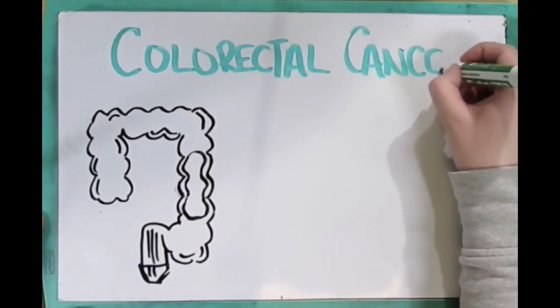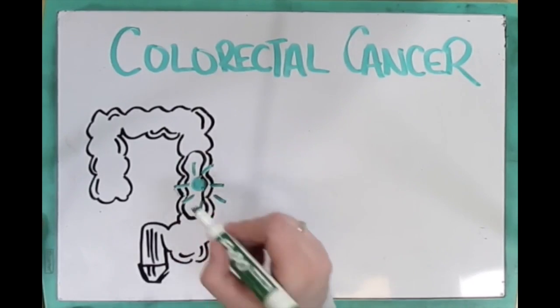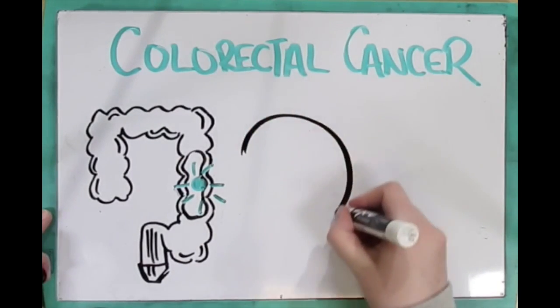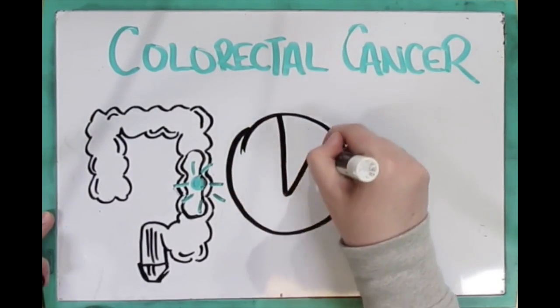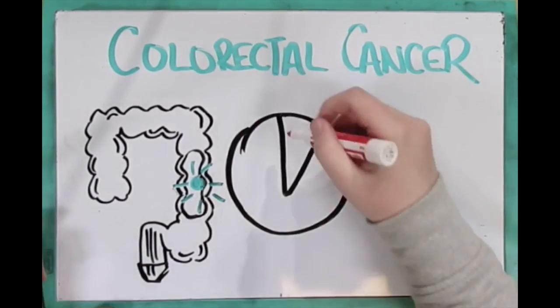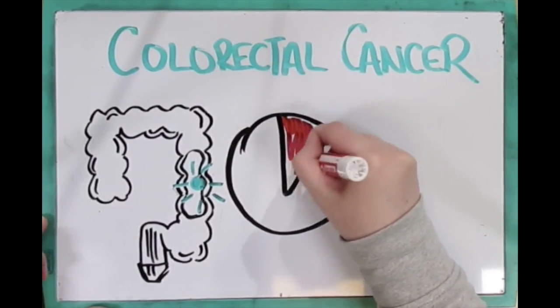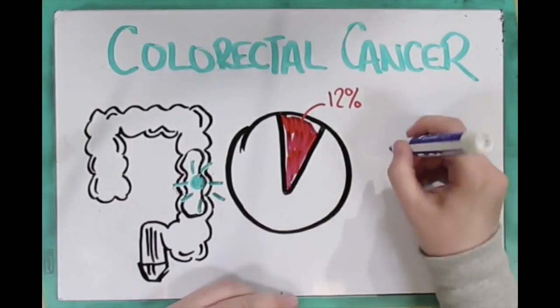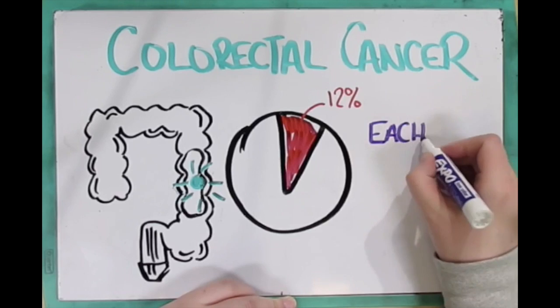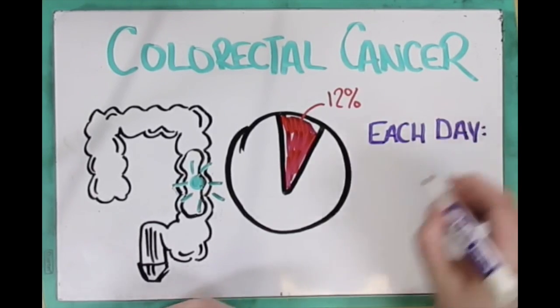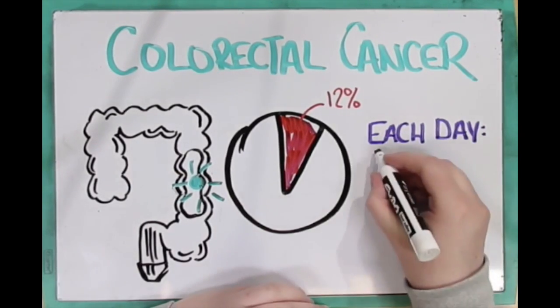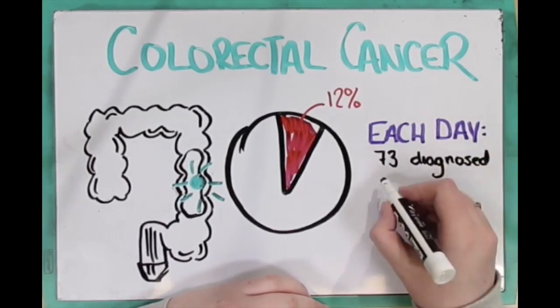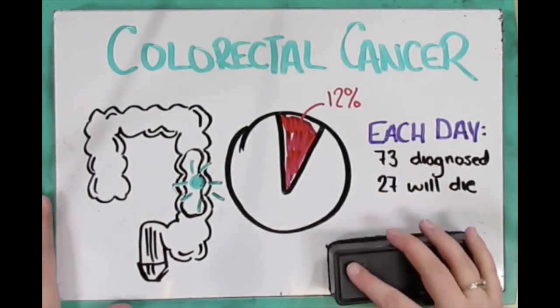Colorectal cancer is a common and deadly carcinoma of the gastrointestinal tract that occurs due to an accumulation of different mutations. It is important to remember that this cancer, like all other cancers, takes a long time to develop. Colorectal cancer accounts for 12% of all new cancer cases in Canada. In 2020, it is estimated that each day, 73 Canadians will be diagnosed and 27 will die from colorectal cancer.